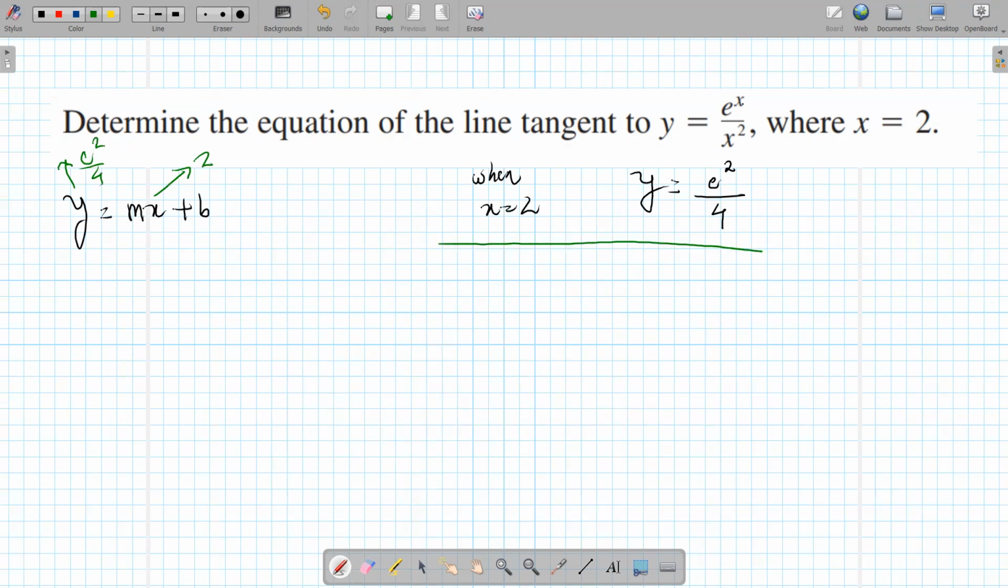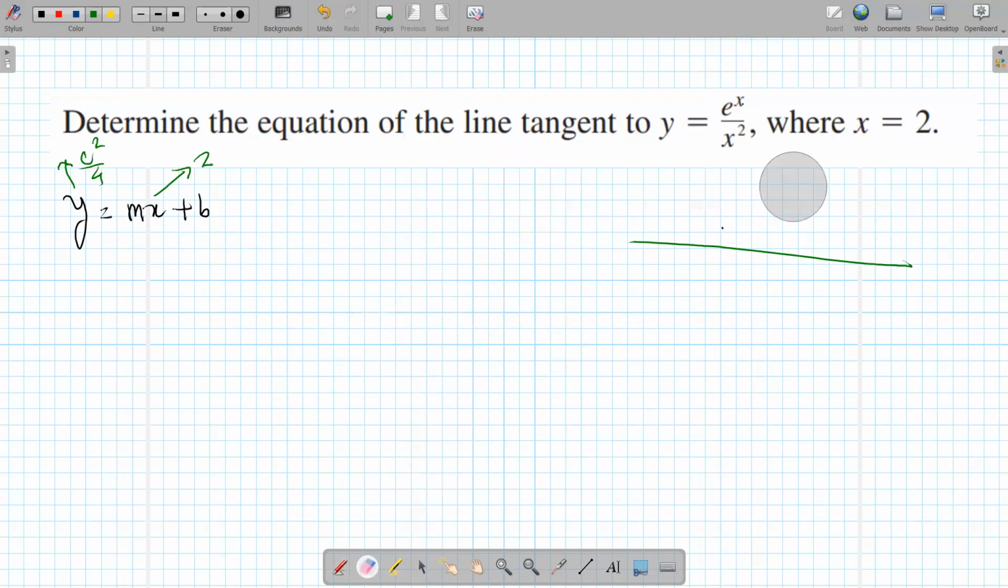Next thing, you need to find your m, the slope. How do you find the slope? You take the derivative of this, and then you plug 2 in there as x. That will give you the m value. So let's find the derivative of this. Is this a product rule question? No. What rule is this?